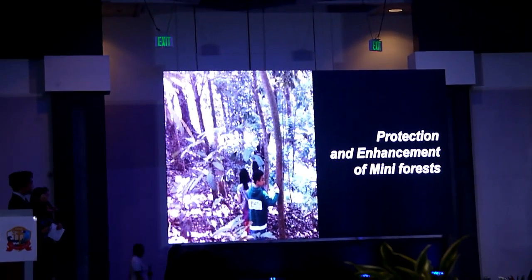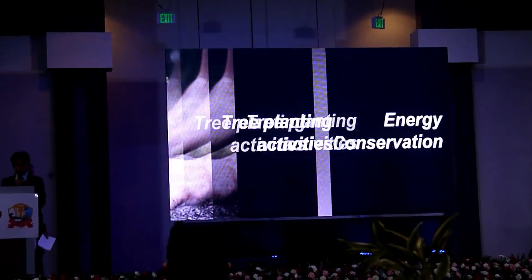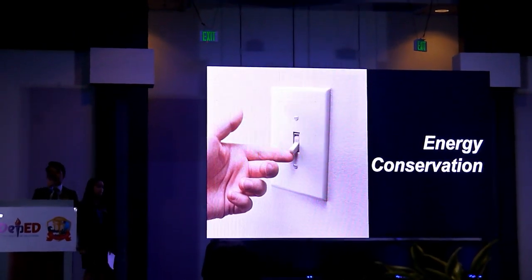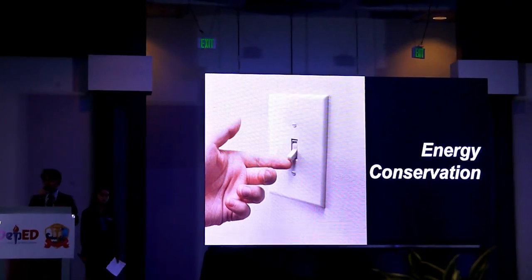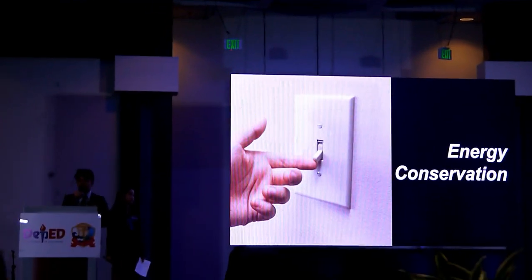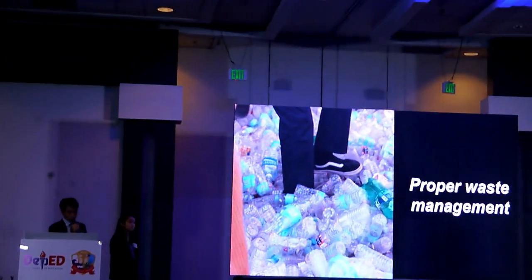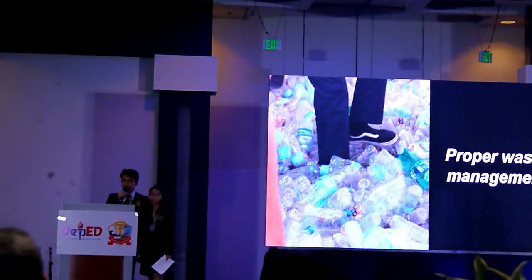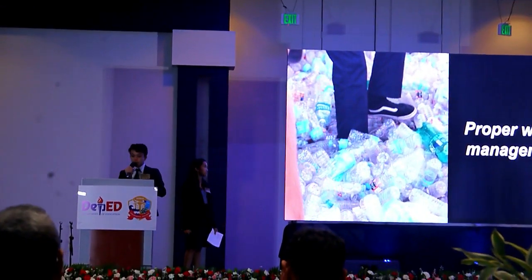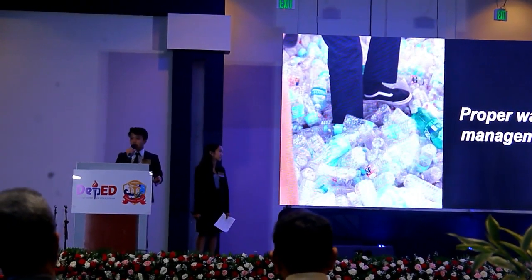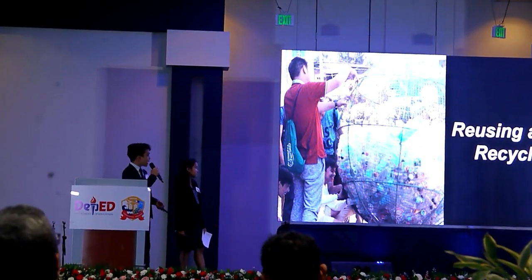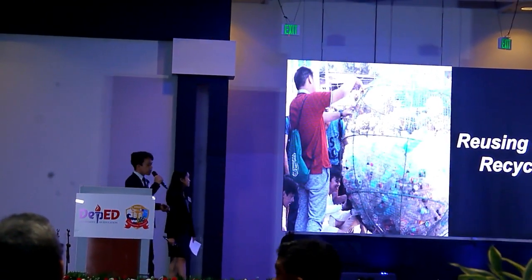You can also do tree planting activities and also conservation of energy, such as generating alternative energy sources or by simply observing Earth Hour, when you turn off all electrical appliances for an hour. That will create a very big difference in conserving energy. We could also do proper waste management, just simply segregating the recyclables from the non-biodegradables and the biodegradables, or separating the solid waste from the liquid waste, and also paper conservation. We also have the reusing and recycling of materials and other sustainability scenarios.